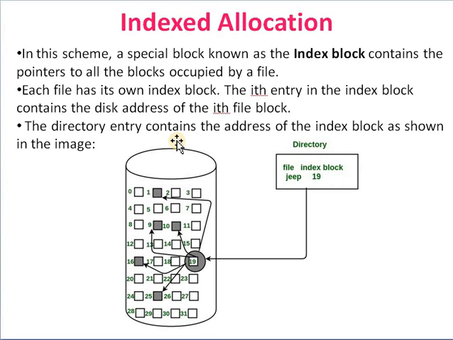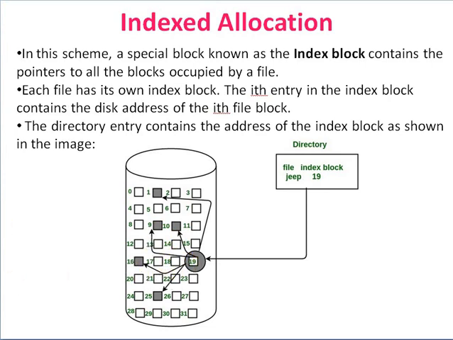In an indexed file allocation, there is one special block. That block we call an index block, and that index block contains the addresses. It contains the pointers to the occupied file blocks.